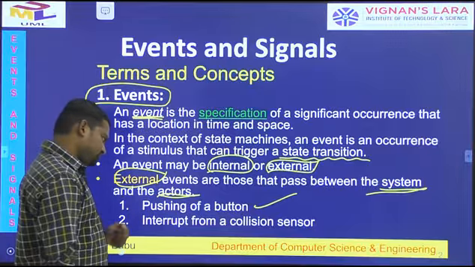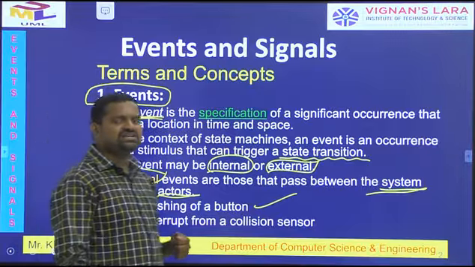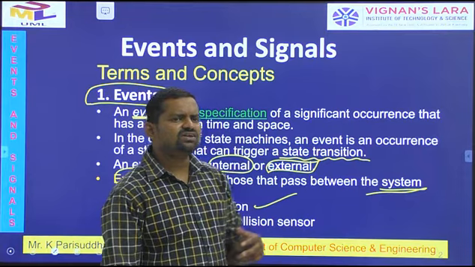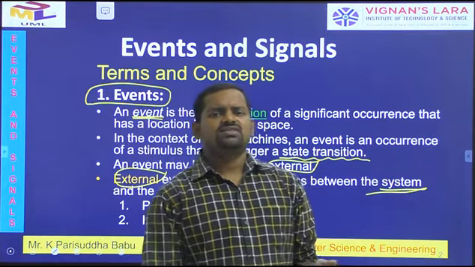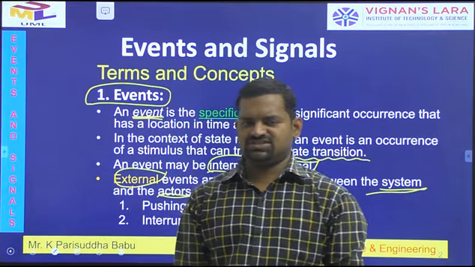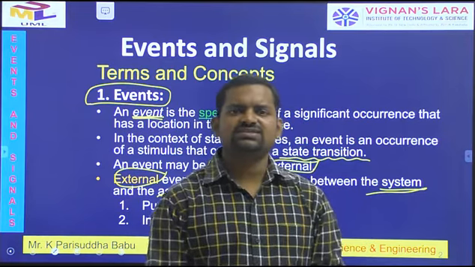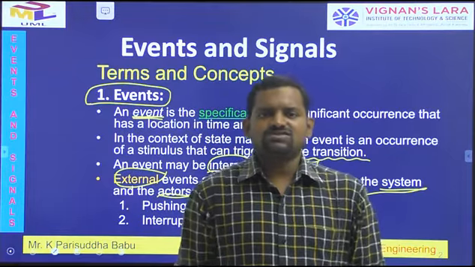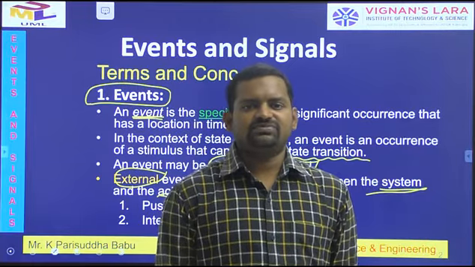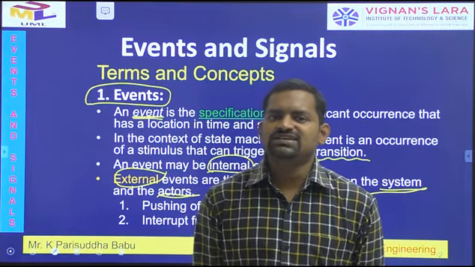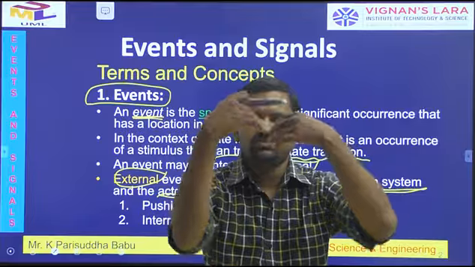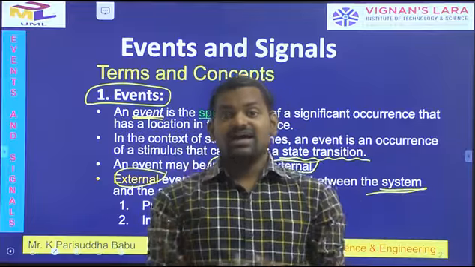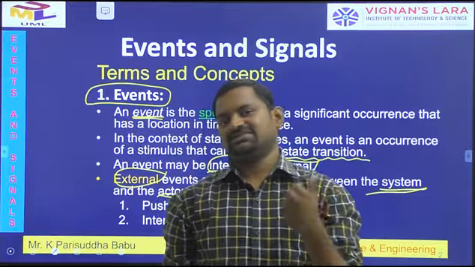Pushing a button, an interrupt from a collision sensor, and the system sensors may also produce some interrupts. That is also an external event. So events are of these two types. Who will produce an external event? External events can be produced between the user and the system.